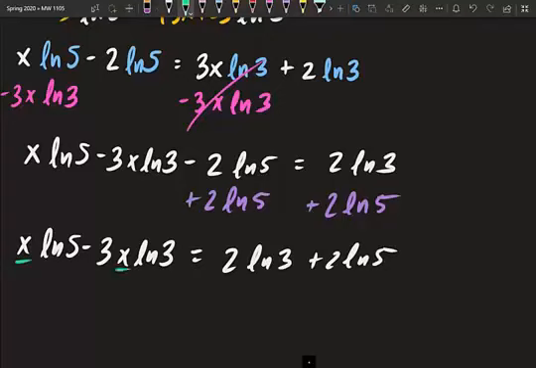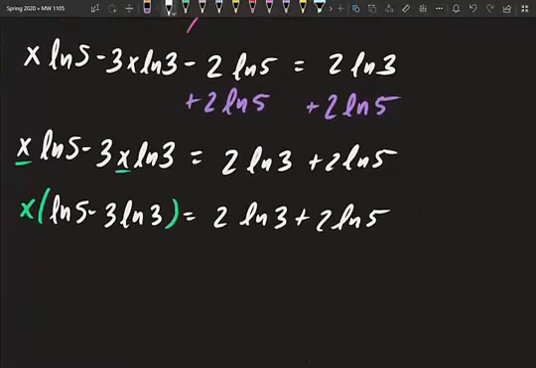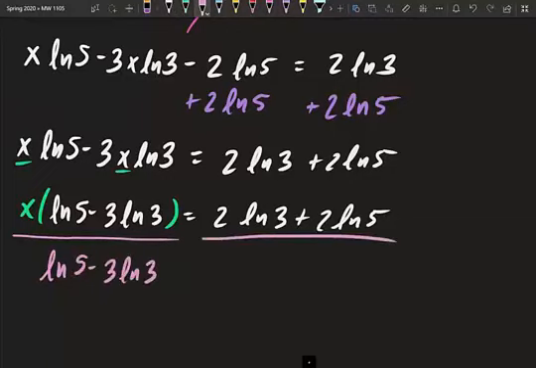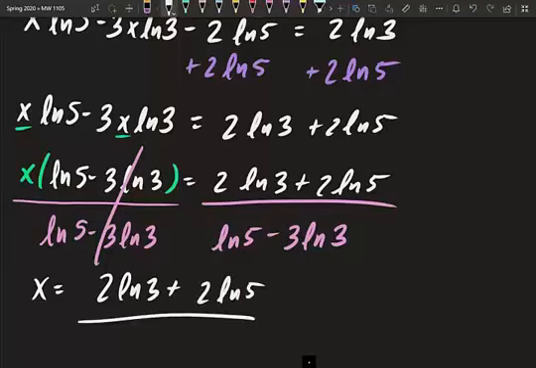Take out the GCF. And then we divide. So after we divide, we get our exact answer of x equals 2 ln 3 plus 2 ln 5 over ln 5 minus 3 ln 3.